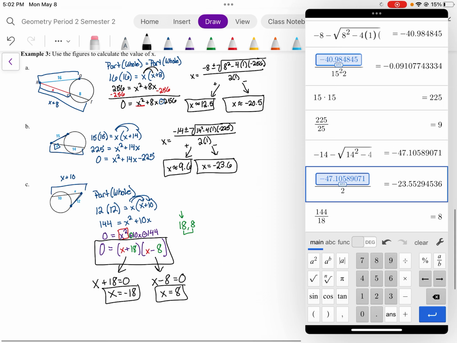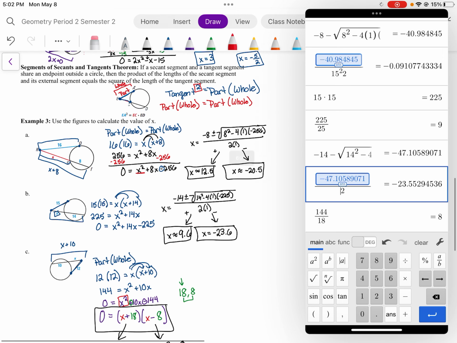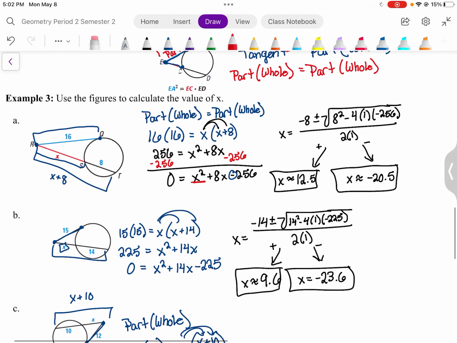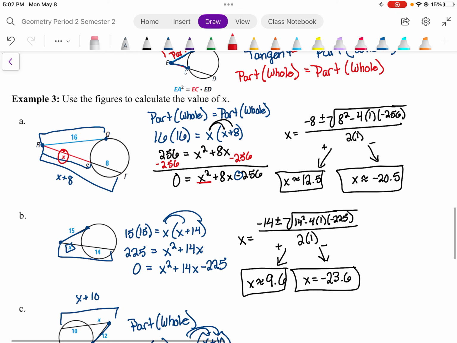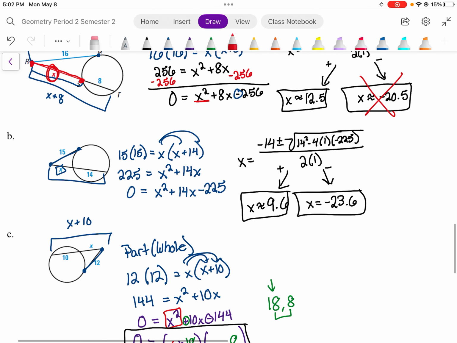Now there's one thing we want to look at when we go back and look at all of these last three problems we've done. One of them, when it's talking about x, is talking about a segment. So because it's talking about a segment, the answer for x has to be positive. So if we look, this x equals negative 23.6, that is not going to be an answer because we cannot have a negative length.